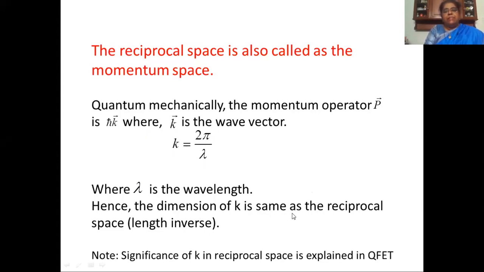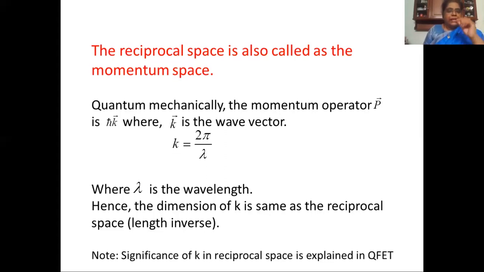Hence the dimension of k is the same as the reciprocal space, or length inverse. Therefore, when k has the dimension of length inverse, it can be called either momentum space or k space. Hope you understand. Quantum mechanically, the momentum operator is ħk, where ħ is a constant. Take only the k: because of its relationship with λ, with the inverse length, the dimension of k is length inverse. So momentum can also be expressed in terms of k. The space in which we use k for reference is called the momentum space or k space.